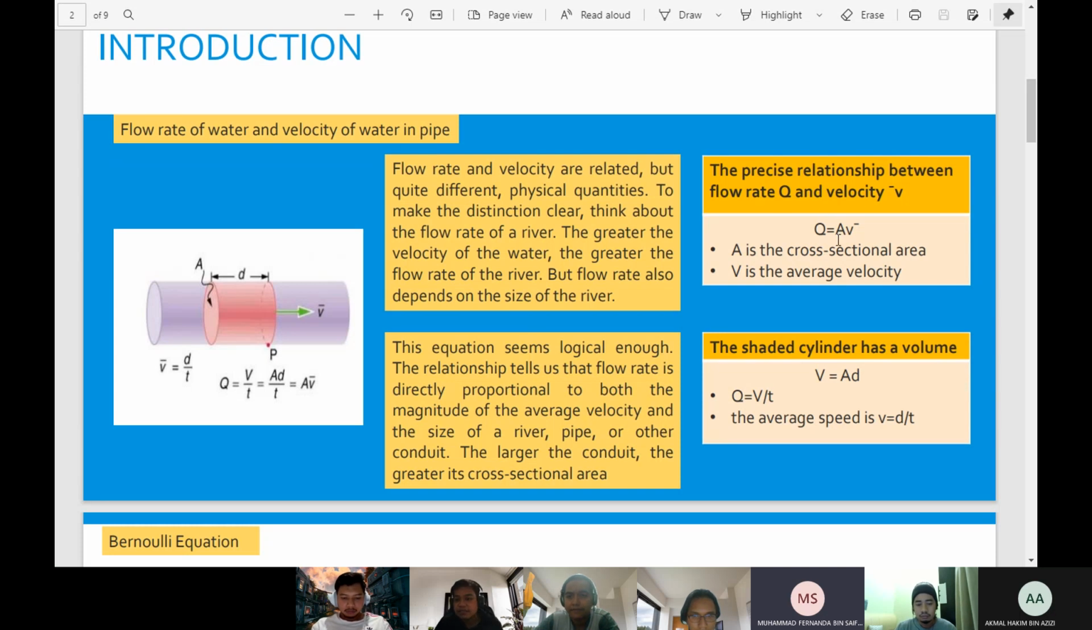You can see here at the right, this is the formula that we use for this assignment. A is for cross section area, and V is for average velocity. And down there, we also use in the assignment Q equal to V over dt, V over T, and the average speed is v equal to d over t.